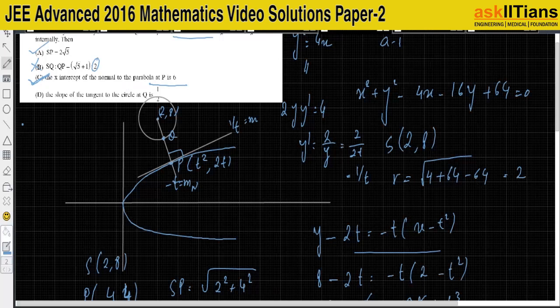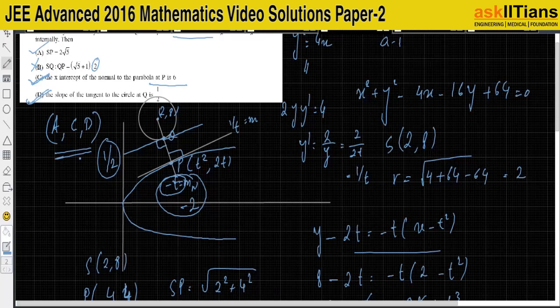And the slope of tangent to the circle at Q, here what is the slope of tangent? Okay, this is given to be 1 by 2. So if I want to find out the slope at this particular point, what is the slope of normal? Slope of normal is minus t, that means minus 2. So slope of tangent will be 1 by 2. That's correct, right? These two lines are perpendicular. So this is also correct. So options which were correct are A, C, D. B is not correct. Okay, so A, C, D is the correct answer for this question. This was a very easy question. I think all of you must solve this question in exam.